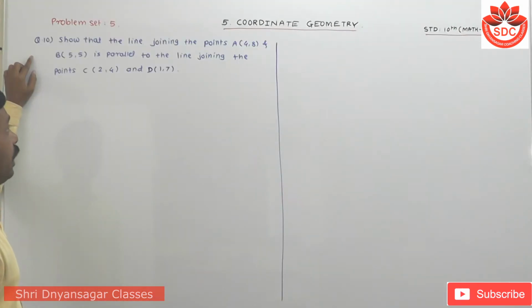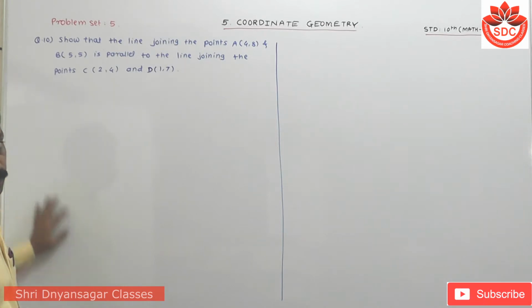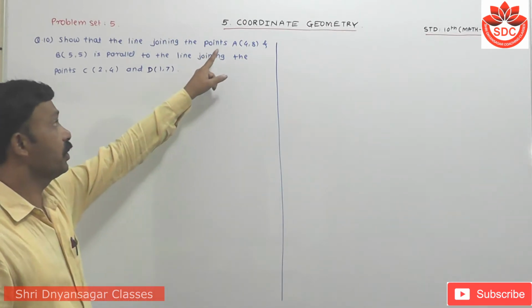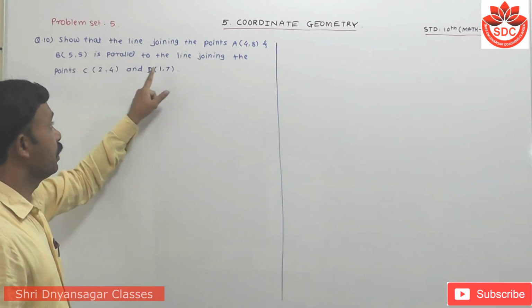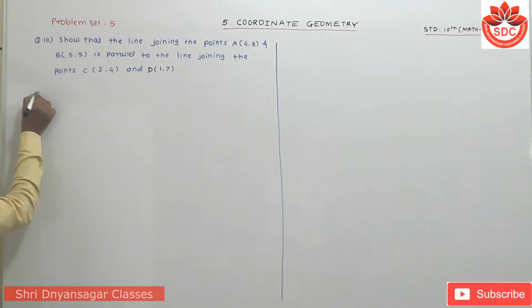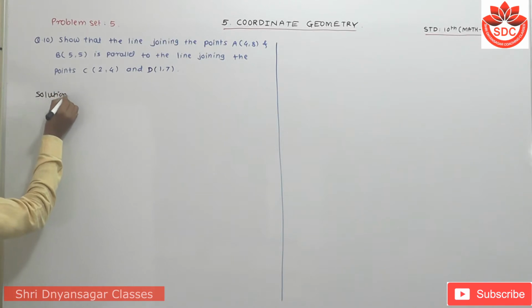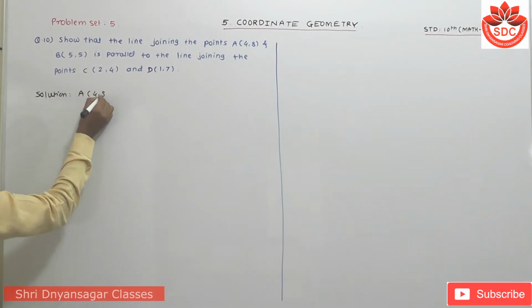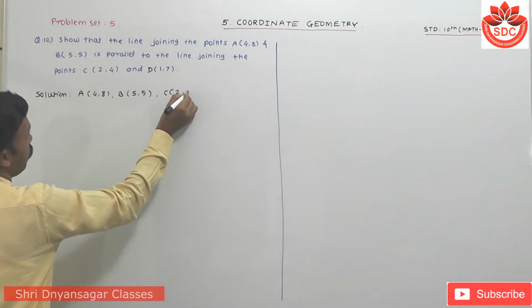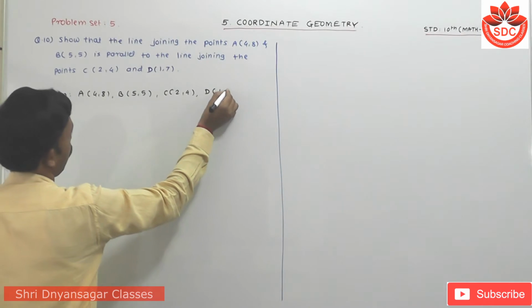Question number 10. Show that the line joining the points A(4, 8), B(5, 5) is parallel to the line joining the points C(2, 4) and D(1, 7). Student, we know that if the slopes are equal, then the lines are parallel. It means you have to show that slope of AB is equal to slope of CD, then these two lines are parallel. Its solution is, so simple question. A has coordinates (4, 8), B has (5, 5), C has (2, 4) and D has (1, 7).